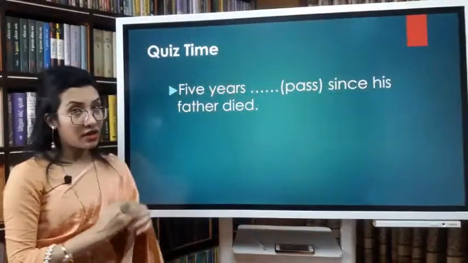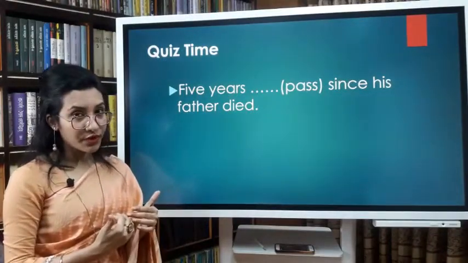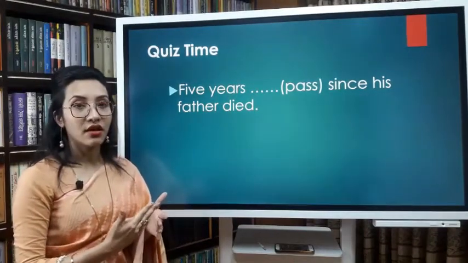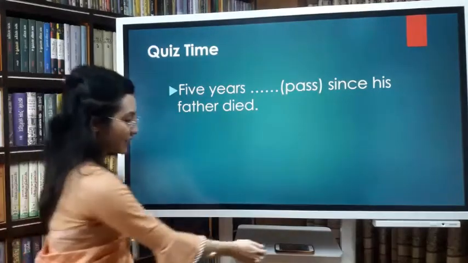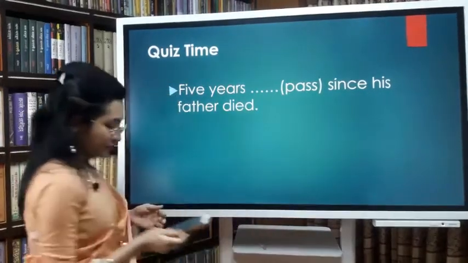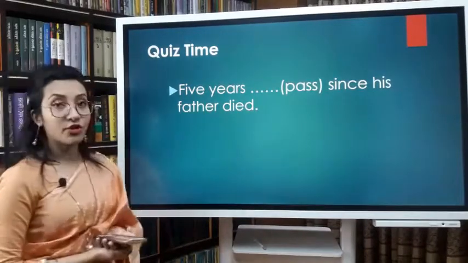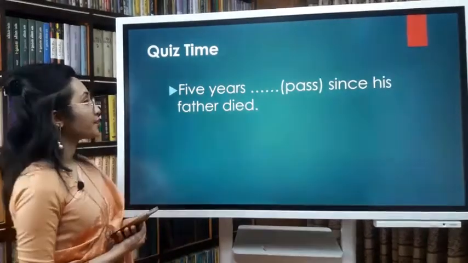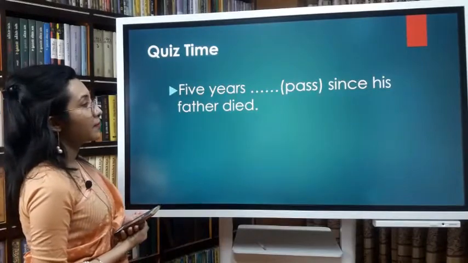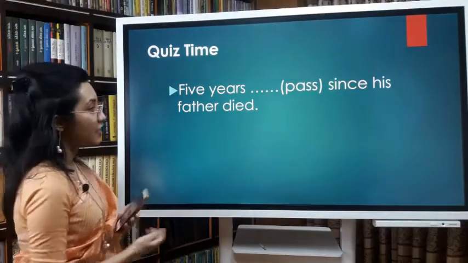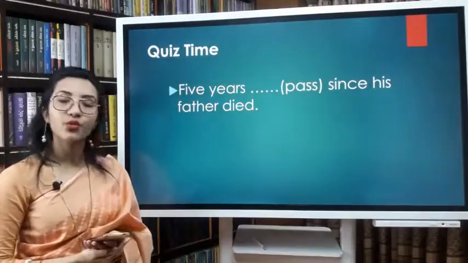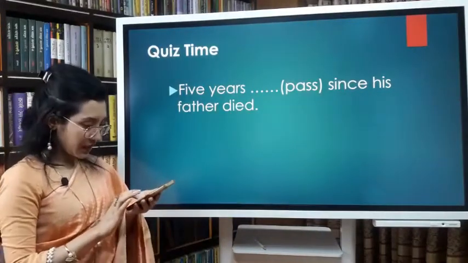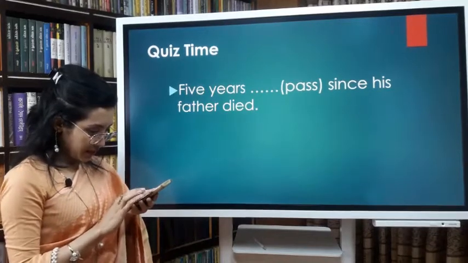So far we have seen another 3 rules using for, since, for, and the use of before and after. Now it's time for a quiz again. What is going to be the answer of this sentence? 5 years pass since his father died. You have to use the correct form of the verb pass here. What is going to be the correct answer? What do you think? Let me know. Let's see.